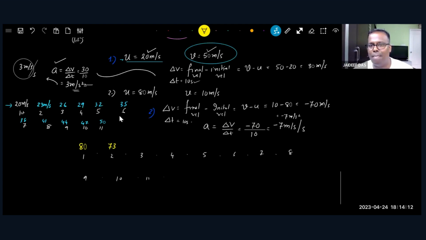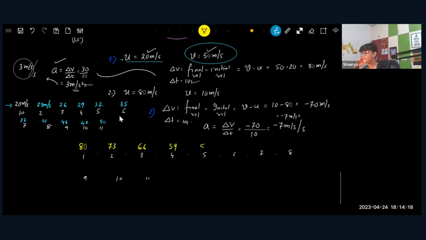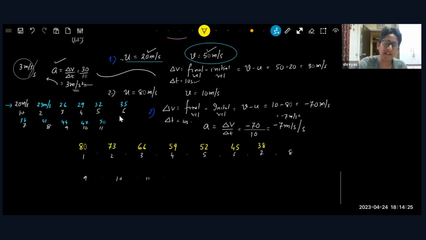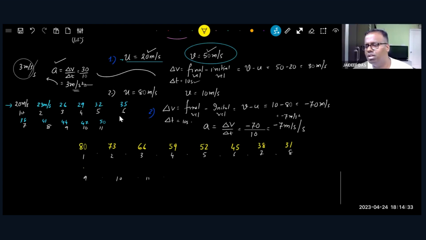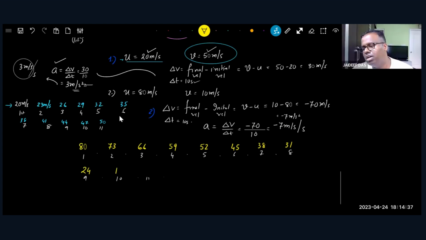Then 66, then 59, then 52, then 45, then 38, then 31, then 24. 31 minus 7 is 24. Then 17, then 10. Again, the final velocity is 10.